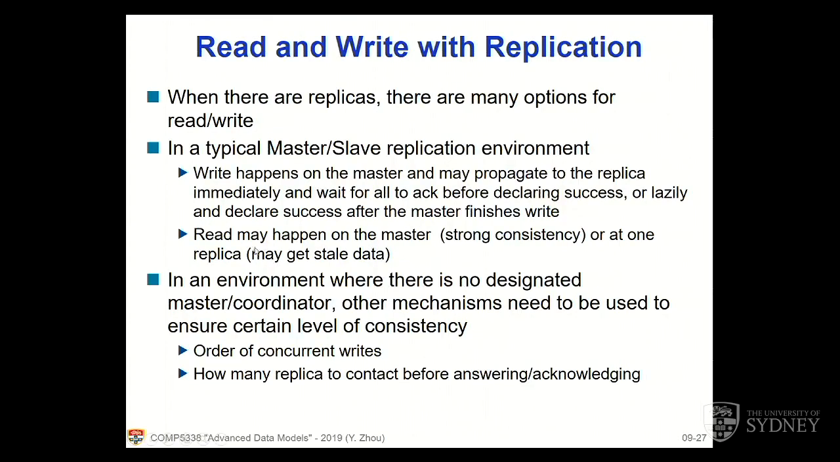Like in MongoDB, usually a read just contacts one replica. It doesn't need to worry too much. But here, you may need to also worry about, for read, how many you want to contact to ensure certain consistency, because different replicas might have different values. If you contact more, you get some idea of which is the latest and which is the old value, and you can pick the latest value to return to the users.